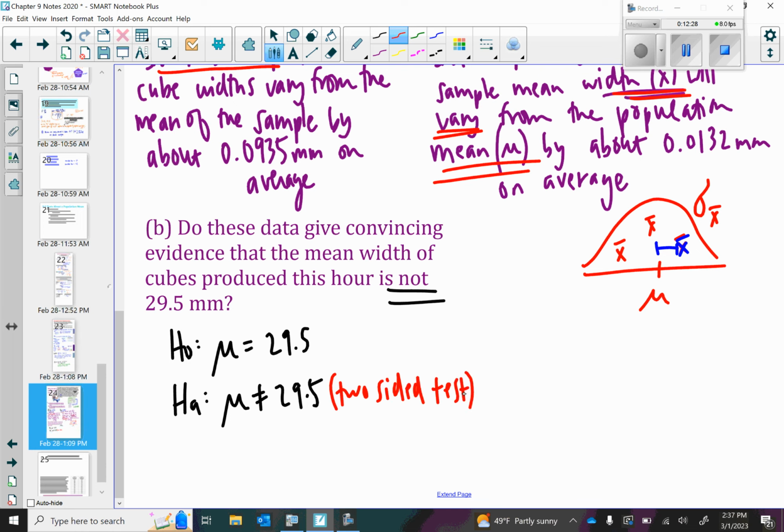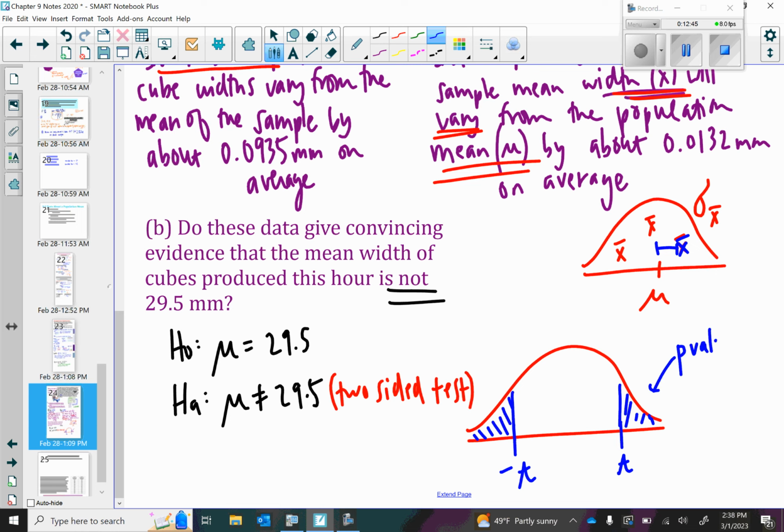Whatever we calculate for our t-test statistic, whether it's positive or negative, when we calculate our p-value, we are going to be looking at the area in both directions. Our p-value will be the probability that it is greater than the positive or less than that negative.